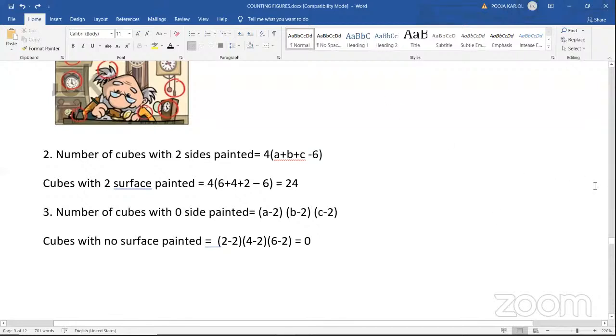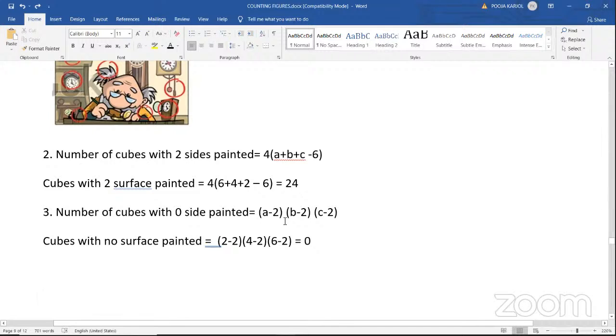See, for a cuboid which has different dimensions, for example, this is 6 into 4 into 2, meaning this is the dimension, length into breadth into height. The formula for finding the number of cubes with 2 sides painted is 4 into (a plus b plus c minus 6). a, b and c are the dimensions, 6, 4 and 2. If you apply the formula and put the values, you'll get 24. So who all got 24? That's correct.